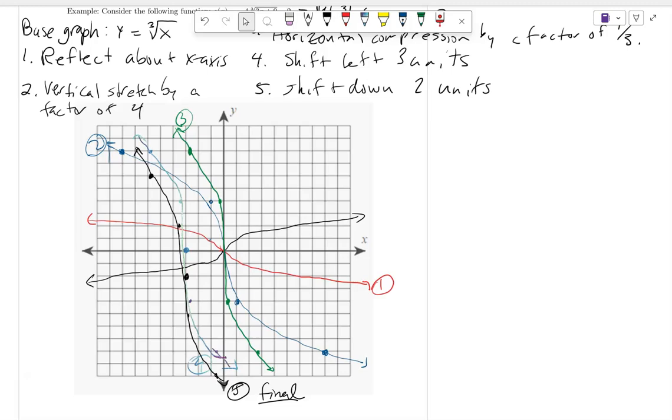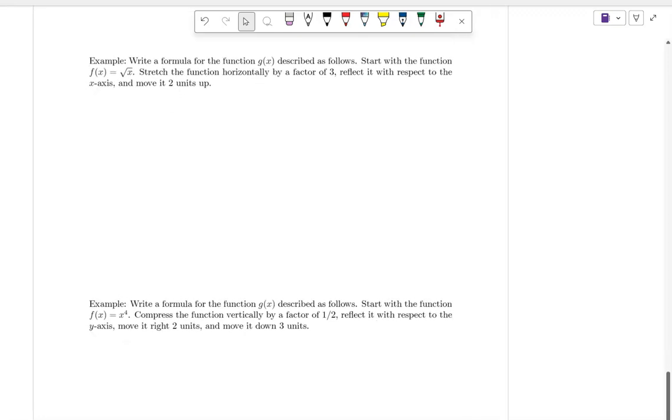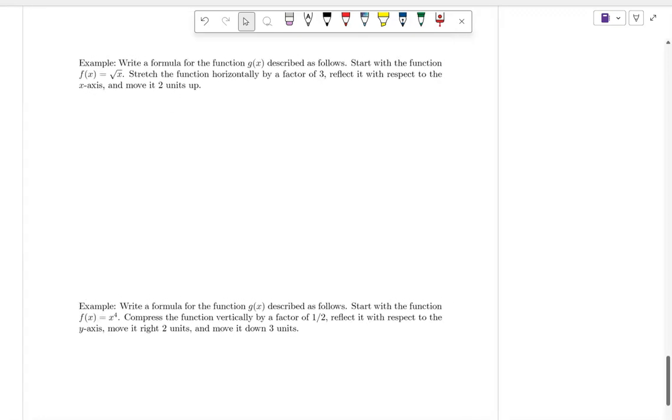Okay. All right. So in the next ones here, it's basically asking you to go the reverse direction. Rather than giving you the function and identifying the transformations, it's telling you what the transformations are, and you're supposed to write the function down. So this one says start with a square root function. Stretch it horizontally by a factor of 3. Reflect it across the x-axis and move it up 2.